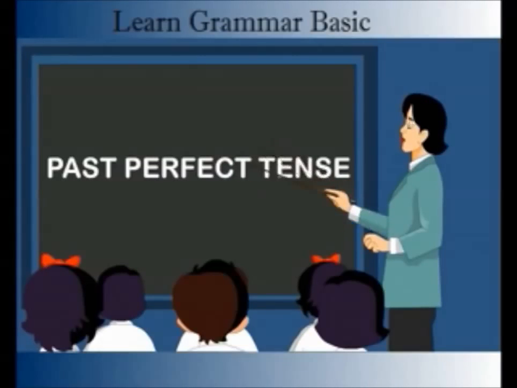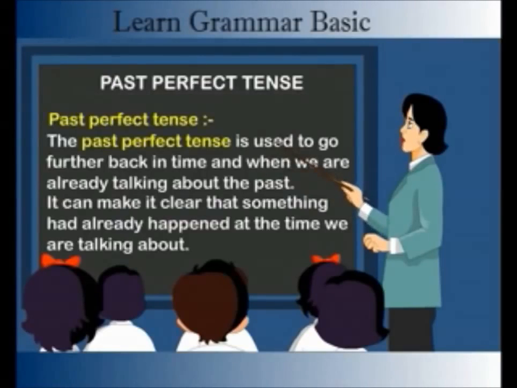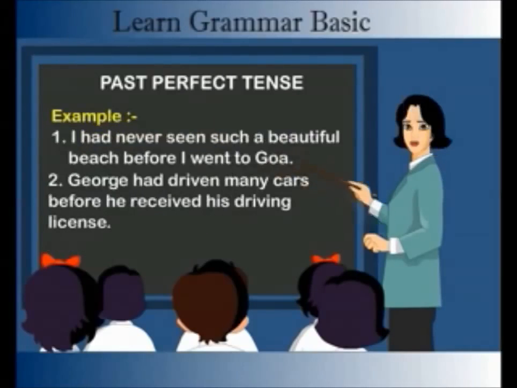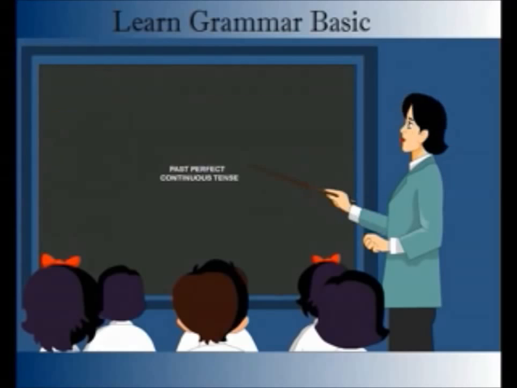Past perfect tense. The past perfect tense is used to go further back in time and when we are already talking about the past. It can make it clear that something had already happened at the time we were talking about. Example 1. I had never seen such a beautiful beach before I went to Goa. 2. George had driven many cars before he received his driving license.